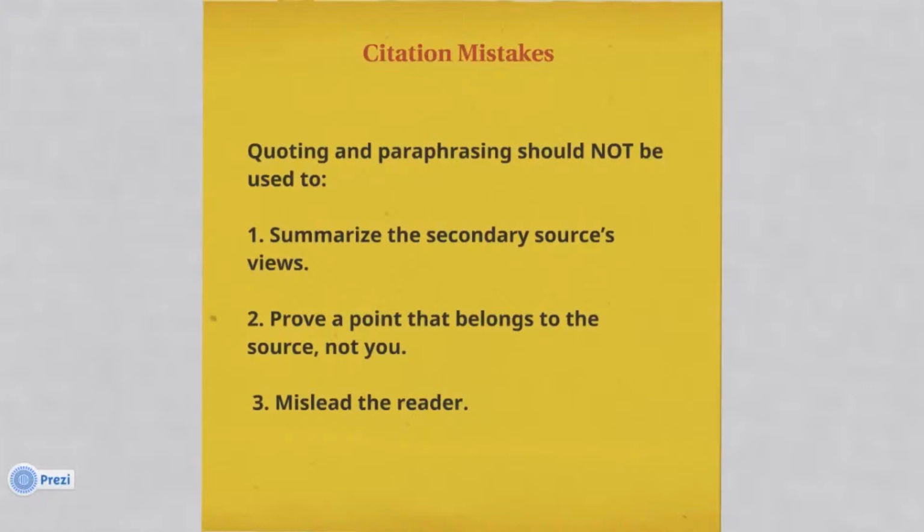Some common citation mistakes. Number 1, summarize the secondary source's views. Just because you can understand what a source is saying doesn't mean that you are engaging critically in it, so you want to try and avoid summarizing. Number 2, you don't want to prove a point that belongs to the source and not you. This goes along with summarizing. The point of research papers is not to say that you agree and understand somebody else's point of view or thesis. It is instead to have your own.